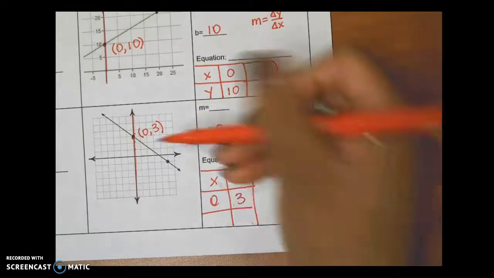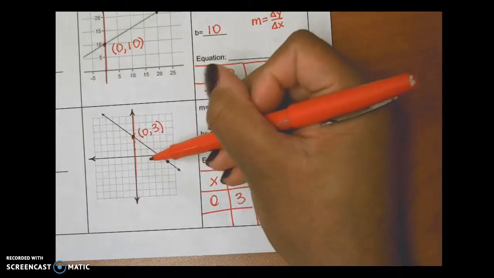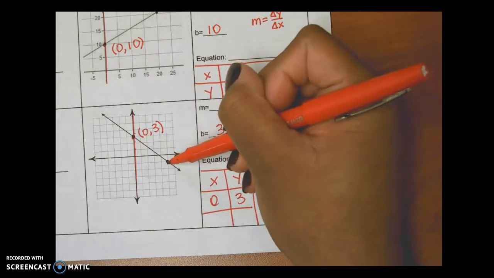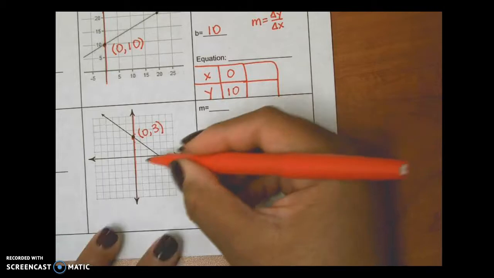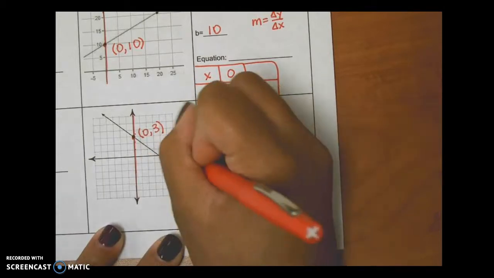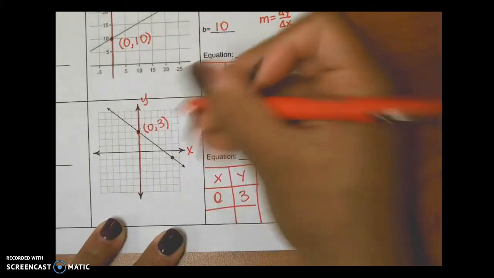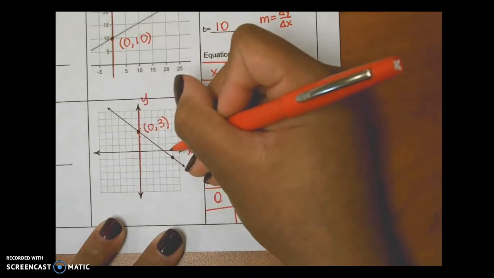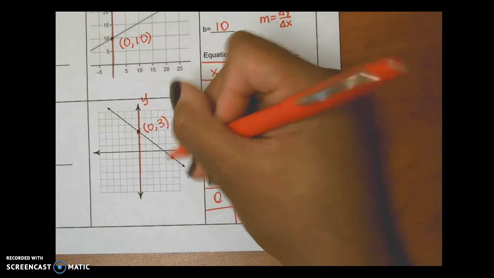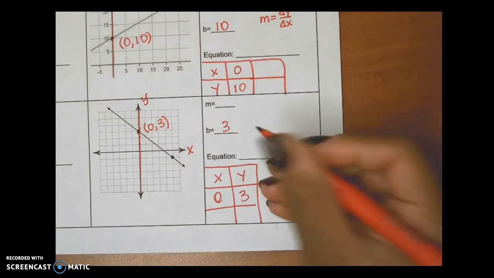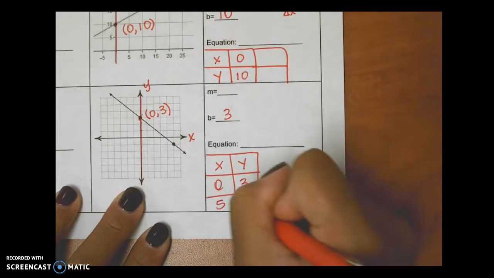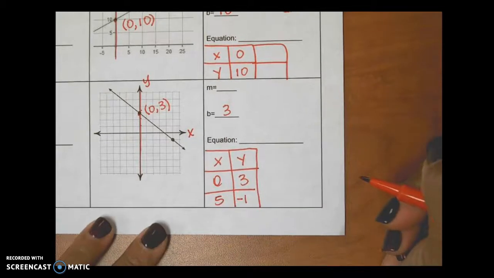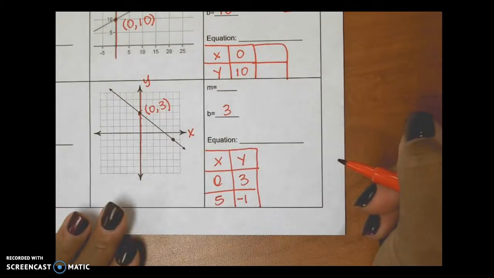My second point over here, they ran 1, 2, 3, 4, 5, and then they fell or jumped down 1. So my x value is along this. This is my x-axis. This is my y. I run 5. 1, 2, 3, 4, 5. That's positive 5 because I'm going to the right. And then down 1. 5, negative 1.